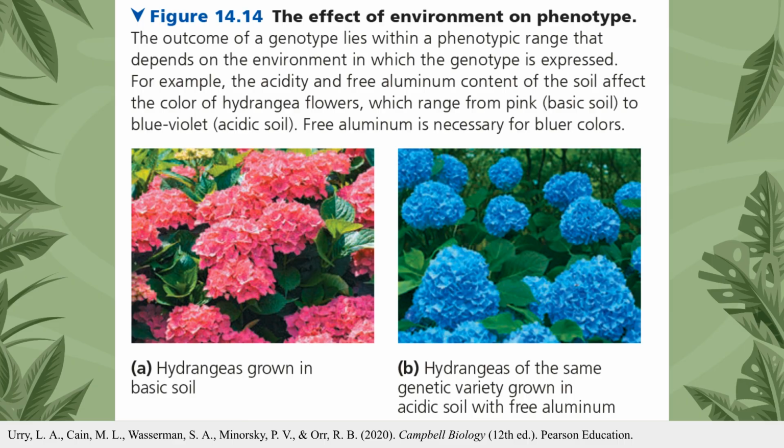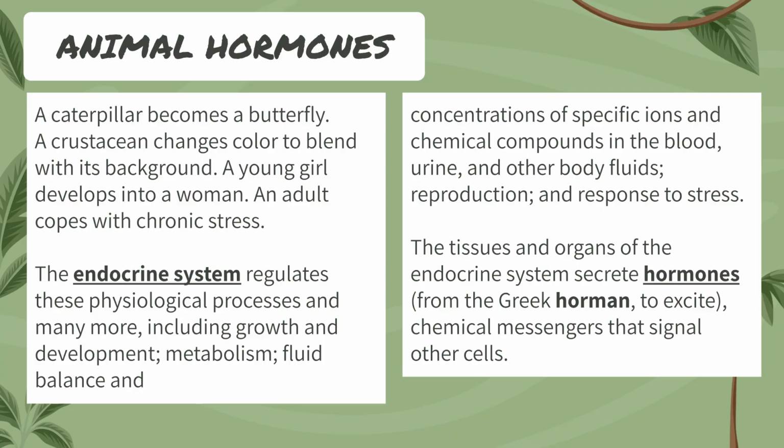light they receive. The color of hydrangea flowers is not fixed by their genetics, but is instead determined by the chemical composition of the soil in which they are grown. By producing different phenotypes in response to abiotic factors, plants are better equipped to interact with and survive in their specific environments. Now let us look at animals' hormonal mechanisms.